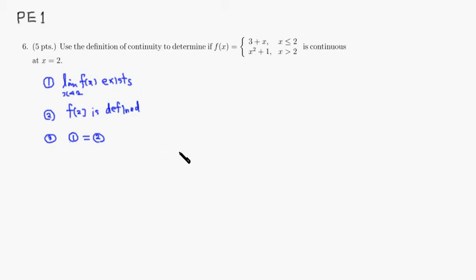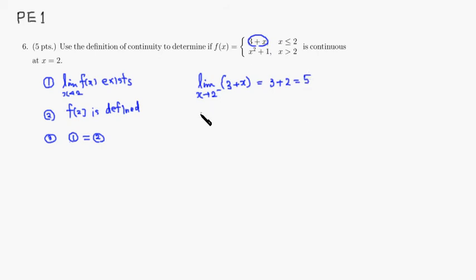So let's check the first one. Since it's a piecewise defined function, we're going to have to look at the one-sided limits separately. So you have a limit as, say, x approaches 2 from the left. If you're approaching from the left, you're going to have to look at the first formula, 3 plus x. So that's going to be equal to, just plug in 3 plus 2. It's going to give you 5.